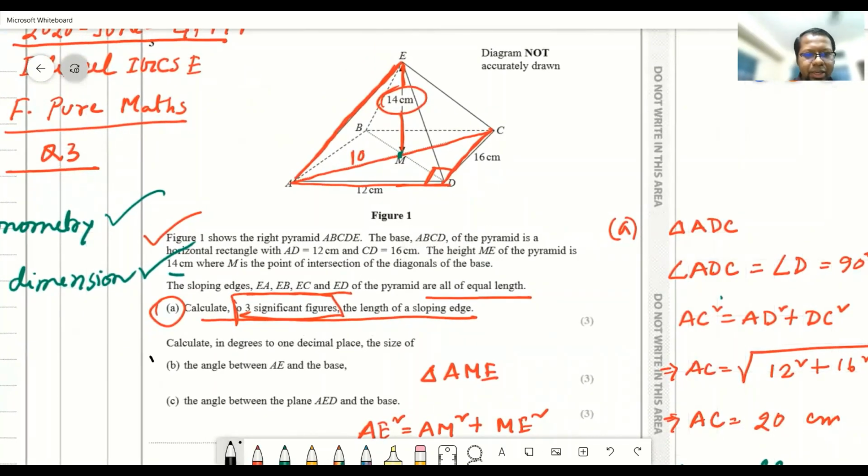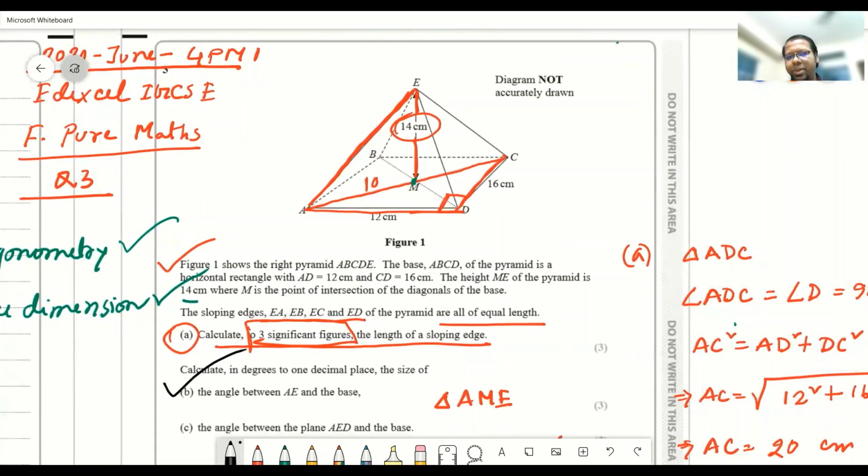Calculate in degrees to one decimal place the size of the angle between AE and the base. We have to find out the angle between AE and the base. That means this rectangular base. Now look at here. If we want to find out the angle between the AE and the base, then considering triangle AME, if we find out EAM, this angle EAM will be the angle between the AE and the base ABCD.